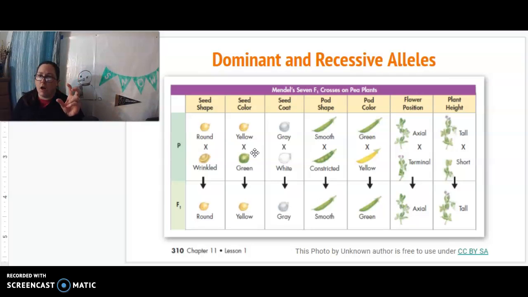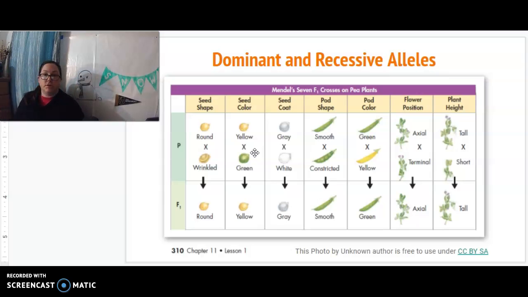Dominant is not strong and recessive is not weak. A lot of people tend to think that. This only explains which one will be expressed. Okay, and also dominant is not necessarily the most common, and recessive is not necessarily rare.